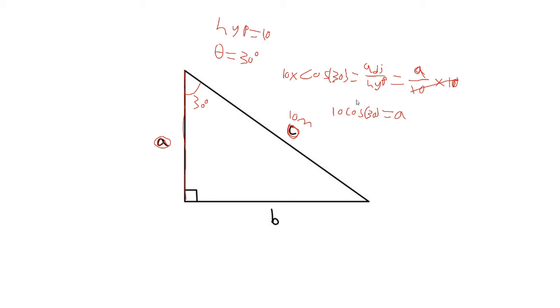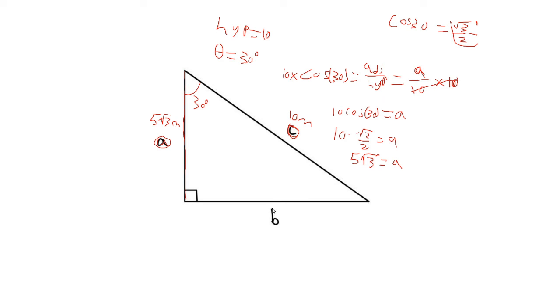And I recommend that you memorize this, but cosine of 30 is equal to the square root of 3 over 2. That's one of the ratios that's really important to memorize. So with that knowledge, we know that 10 times square root of 3 over 2 is equal to A. 10 times square root of 3 over 2, that's equal to 5 square roots of 3, which is equal to A. So we can write over here A, that's 5 square roots of 3 meters.